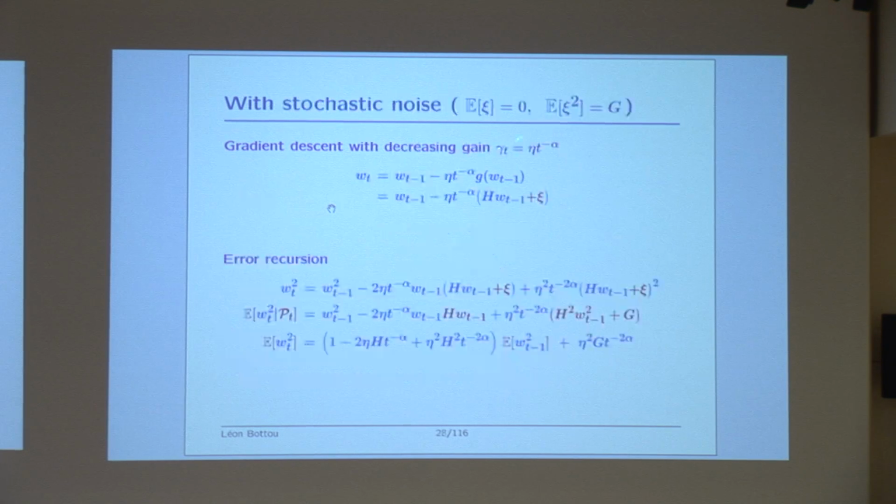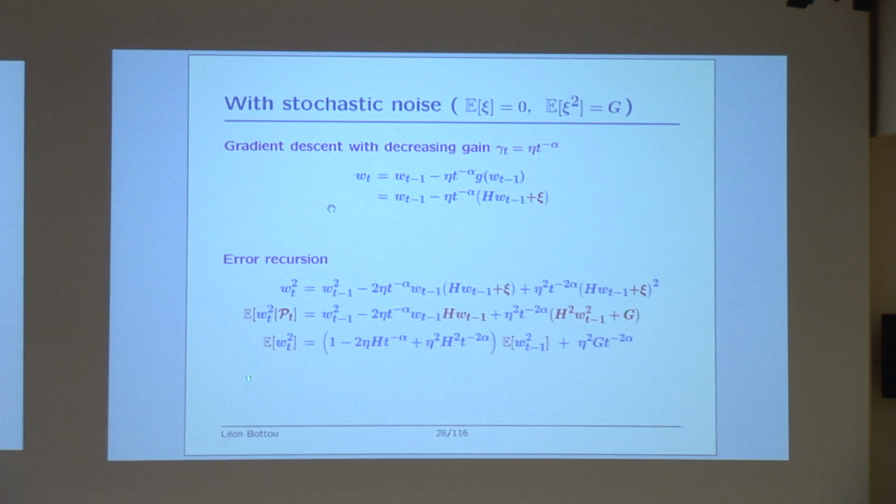So let's add the noise. I write my stochastic gradient algorithm here, and I have the same thing, but with my noise term. I'm going to try to estimate wt squared. So I square this formula and expand it. I take the expectation given everything I know up to time t. Now the expectation of the noise is 0, so it goes away, and this one becomes g, the variance.